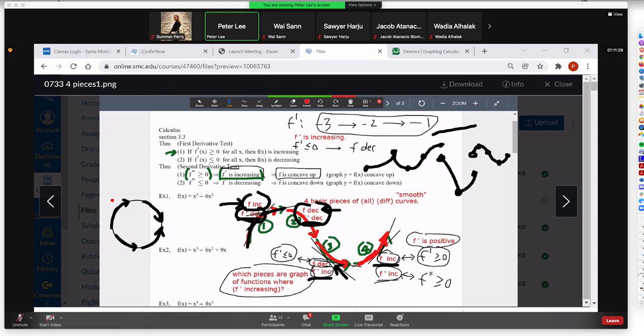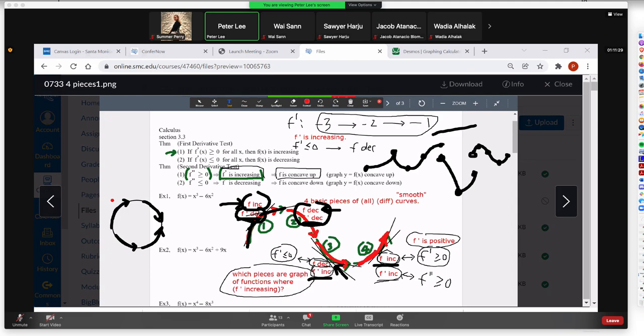So on the first curve, let me write it down. On part 1 of the curve, what do we see? We see that f is increasing, and then f prime is decreasing. So that's what happens on part 1. Everybody see that?